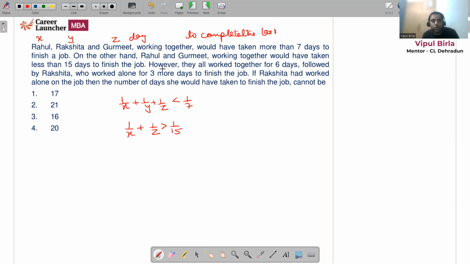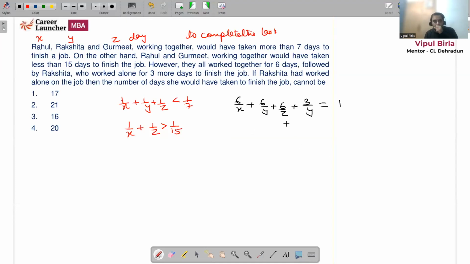Now, however, they all work together for 6 days, followed by Rakshita, who worked alone for 3 more days to finish the job. That means the total work is done in this span of time. So according to this statement, they all work for 6 days: 6 by X plus 6 by Y plus 6 by Z, plus Rakshita works for 3 more days, plus 3 by Y, is the total work. That is equal to 1 because in the fractional approach, we assume total work equal to 1.